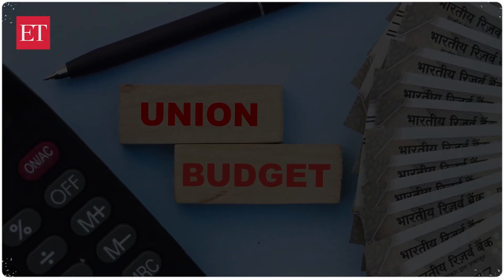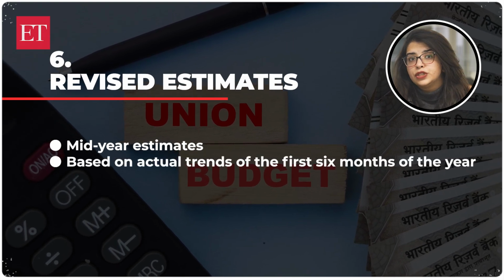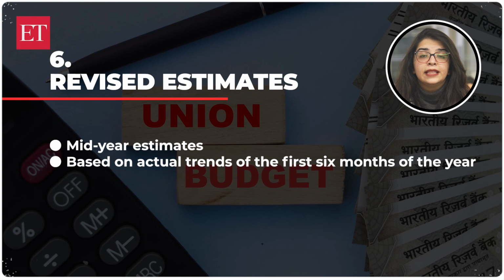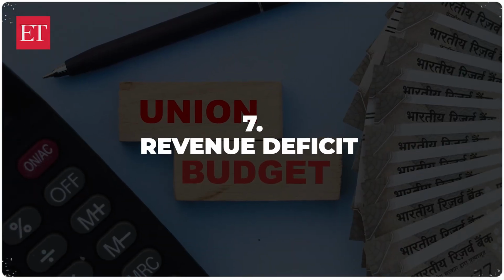Revised estimates. Revised estimates are basically mid-year estimates based on 6 months' actual trends that take into account the likely expenditure and receipts for the remaining year. On number 7, we have revenue deficit.